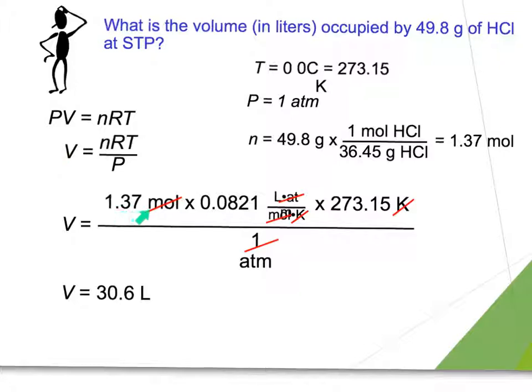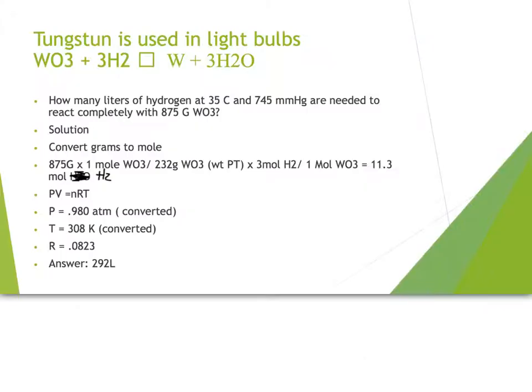Here we have our number of moles. R is our constant. We have our temperature. Here we have our pressure. Notice our moles cancel. Notice that our atmosphere cancels. And notice that our temperature cancels, leaving us a volume of 30.6 liters.